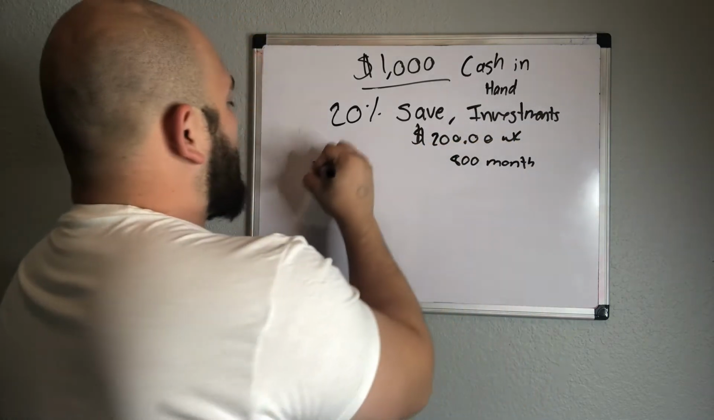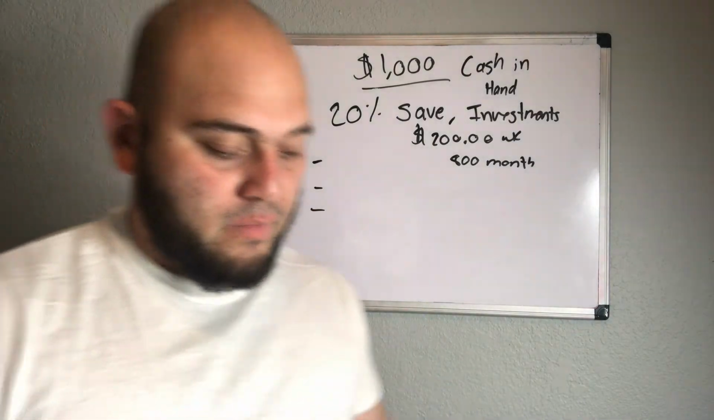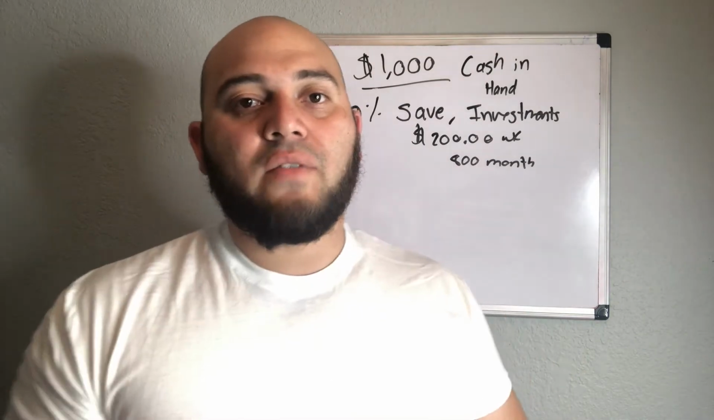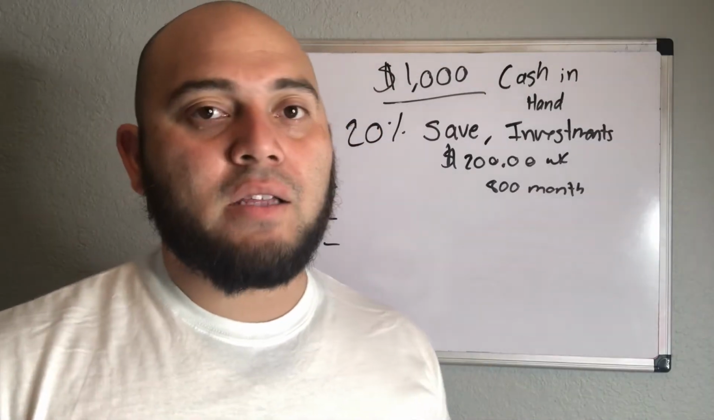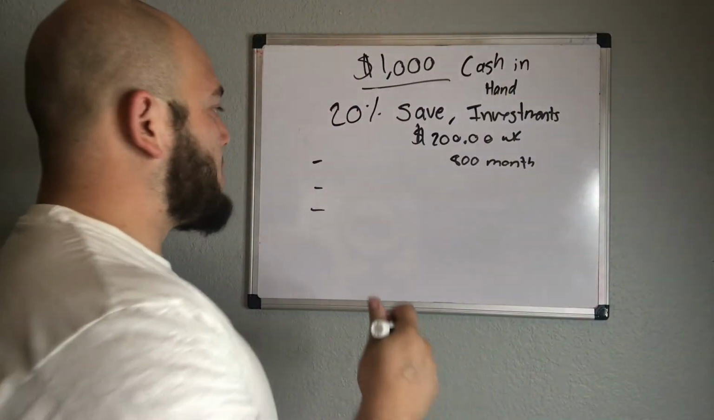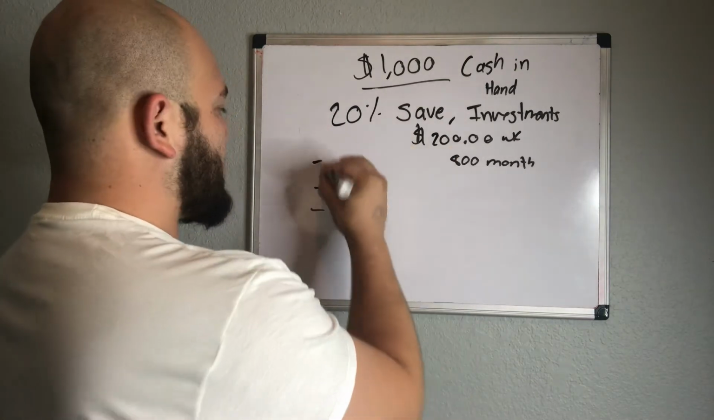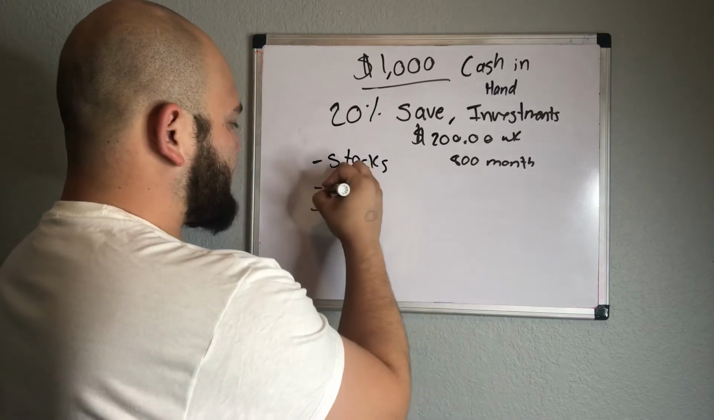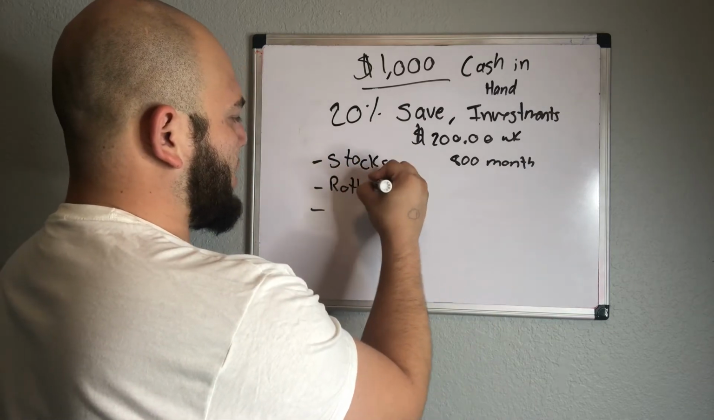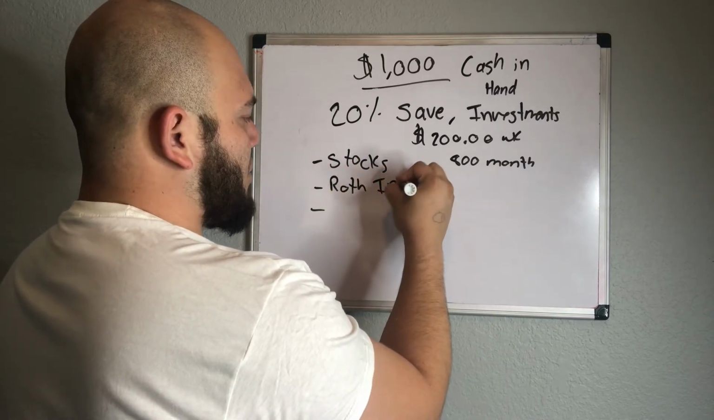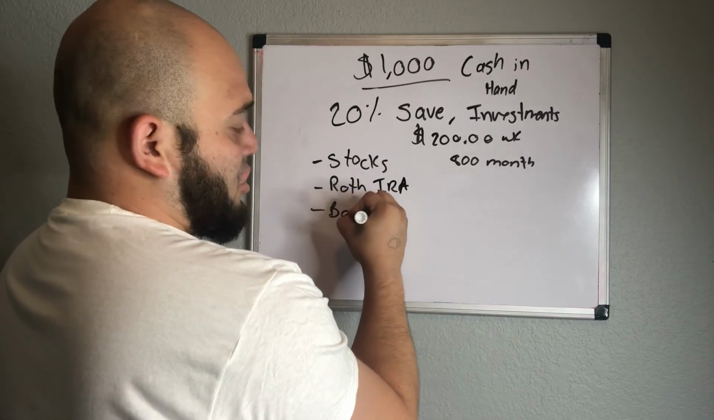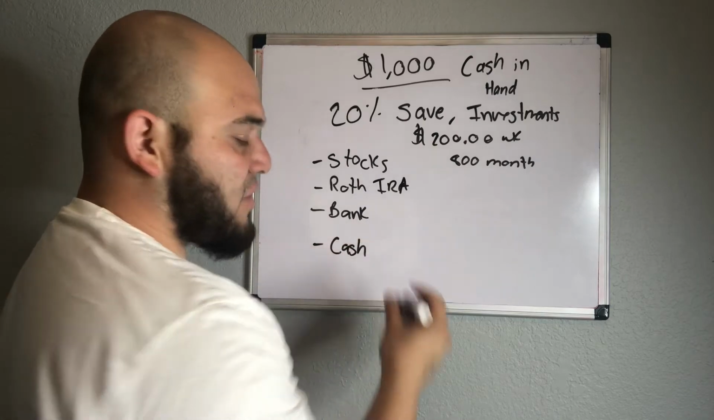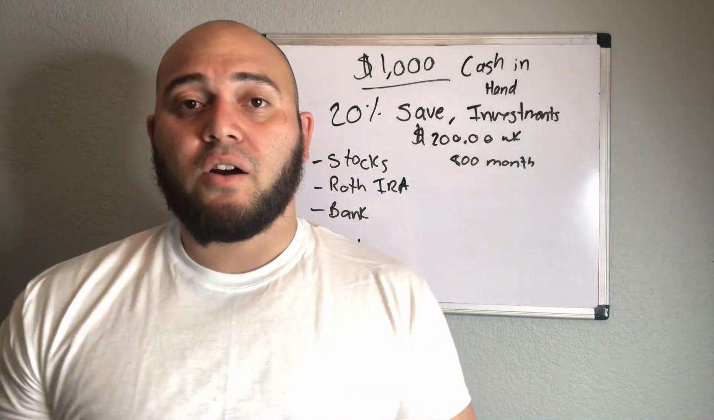All right. So when you're saving, it's always good, because I like to tell people this. When it comes to savings, everything kind of depends on what you guys want to do. Okay. But some ideas when it comes to savings or investments, it could be your stocks. If you have a stock portfolio, you could put it in a Roth IRA. You could, or you could just leave it in the bank, or even have cash. You could always have that cash in hand, okay?